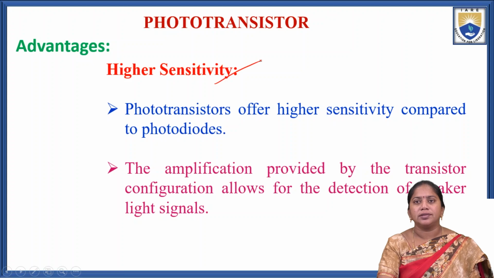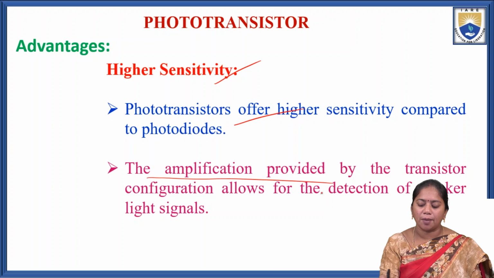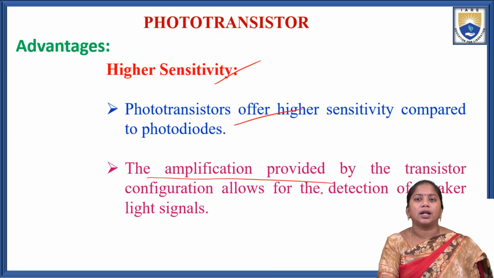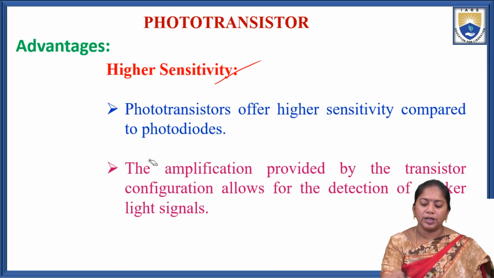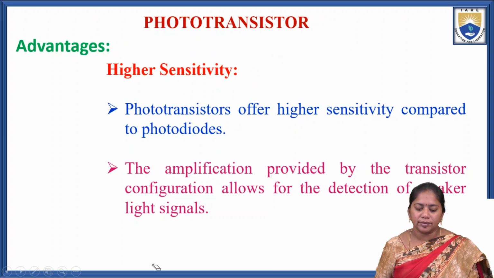Advantages: higher sensitivity. The phototransistor offers higher sensitivity compared to photodiodes. It is 100 times more sensitive than photodiodes. The amplification provided by the transistor configuration allows for the detection of weaker light signals, that is the higher sensitivity.